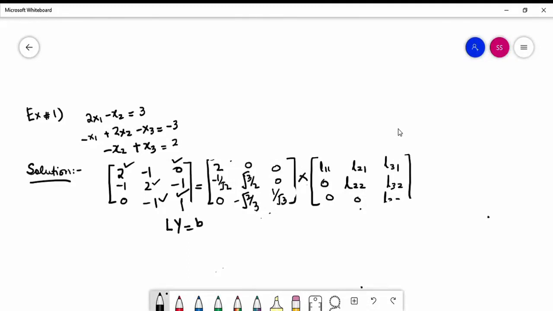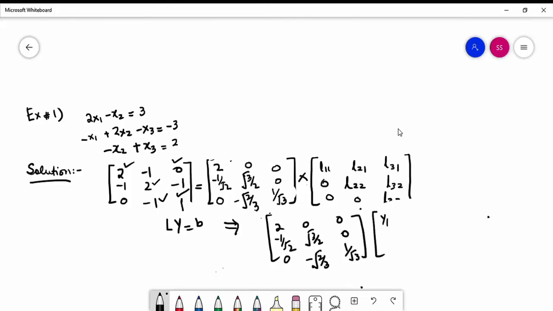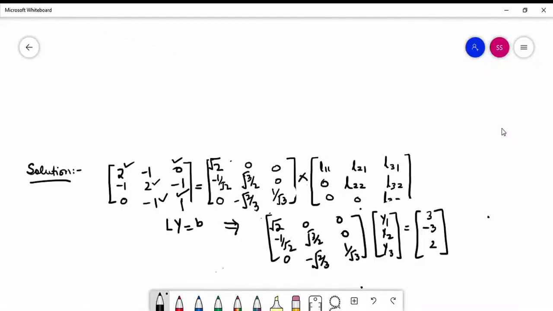So L here is [√2, 0, 0; -1/√2, √3/2, 0; 0, -√2/3, 1/√3] into y, which is y1, y2, y3, and b is 3, -3 and 2. Now we start to find Ly = b. So √2 y1 equals 3. So y1 equals 3 by √2.